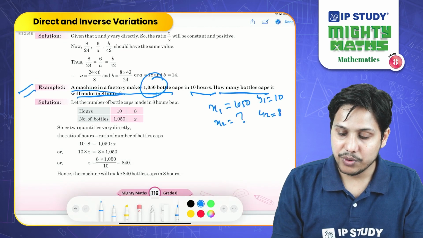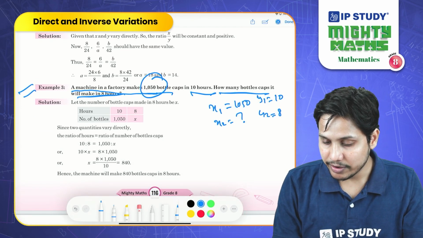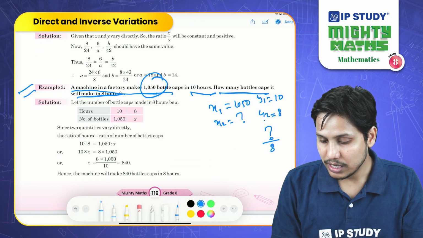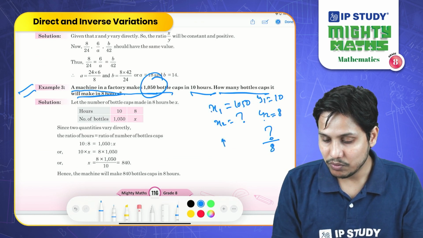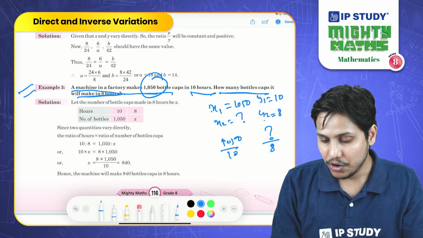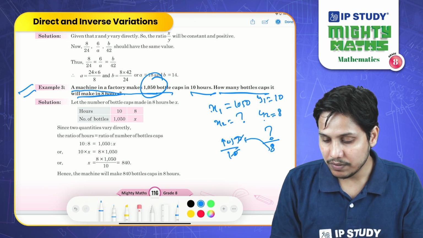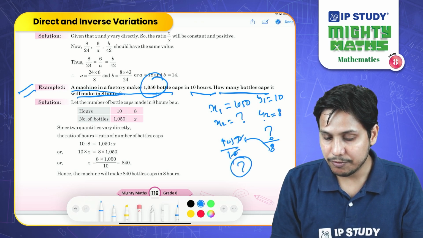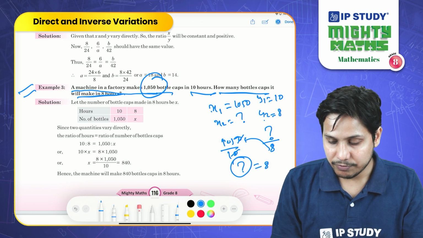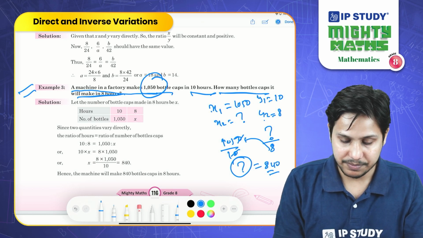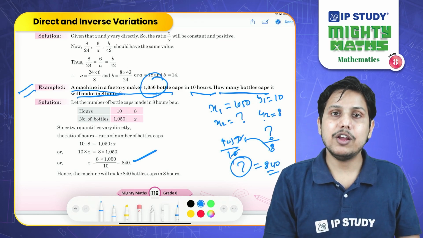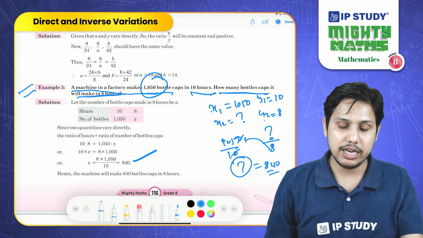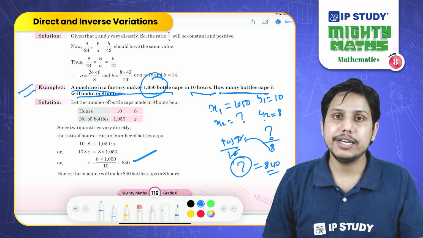Now what we can do is put x2 over y2 on one side, and this will equal x1 over y1, that is 1050 over 10. Now we can cross multiply and solve, and we can find out the number of bottle caps that the machine will make, that is 840. So this is the use of direct variation: we can apply it on quantities which vary directly to find out the missing quantity, if any.